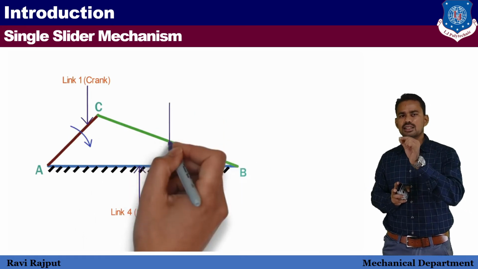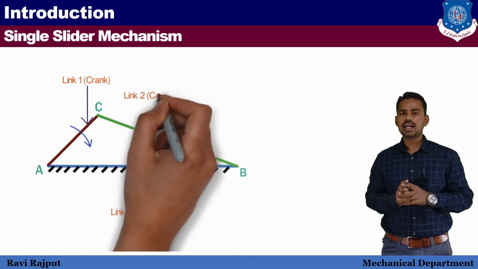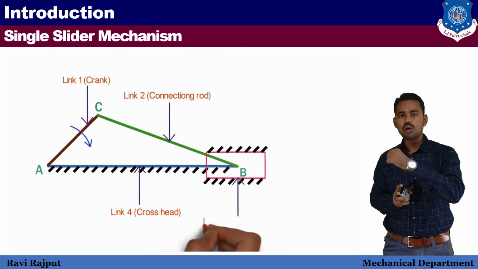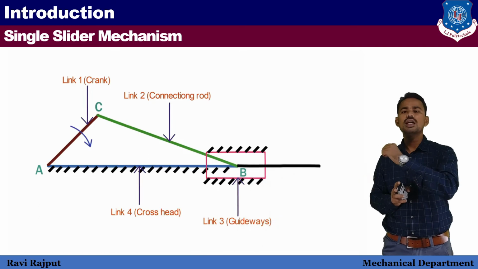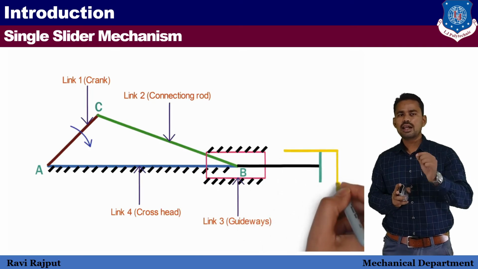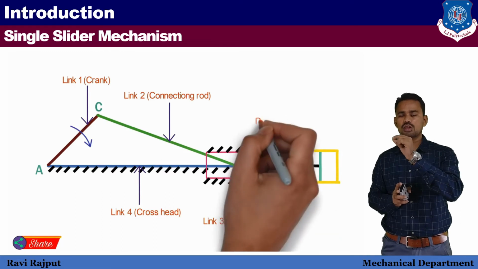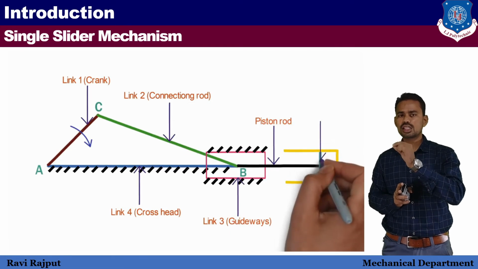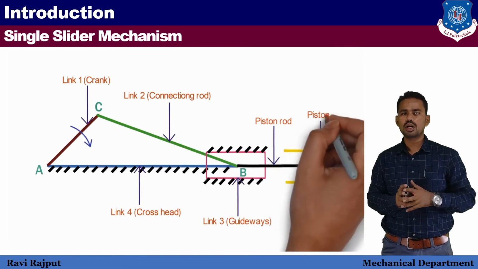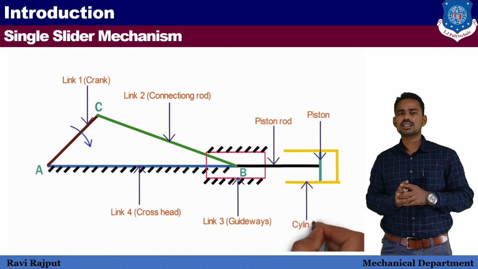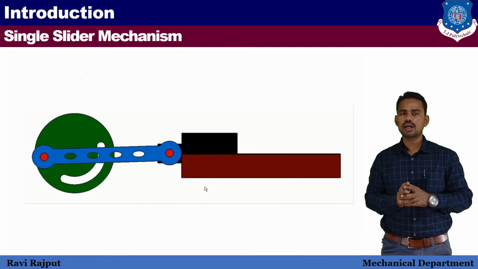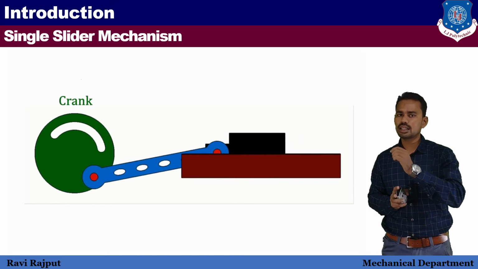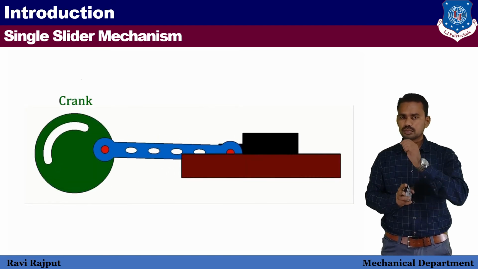Now we are extending this CB, which will act as the connecting rod. So CB is the connecting rod which transfers the motion of the crank to the piston, and then further B is extended. Here we can also see that point C forms a turning pair, and then point B, which is the connection point between the connecting rod and the last link, the piston rod, will also form a turning pair over there. And we can see here the black object, the piston, which is sliding inside the cylinder, and that will form a sliding pair.